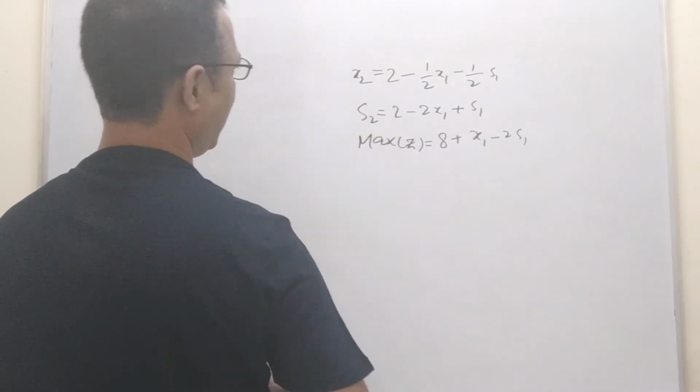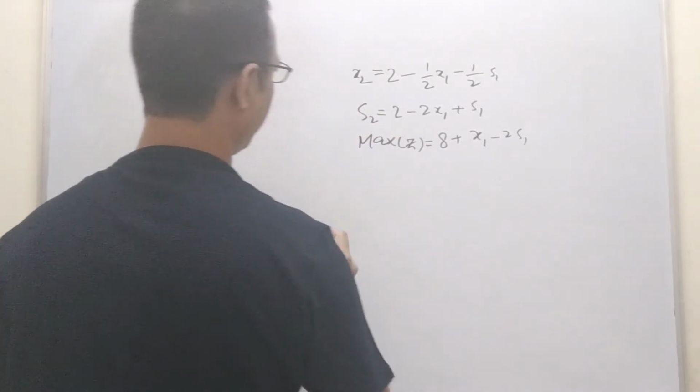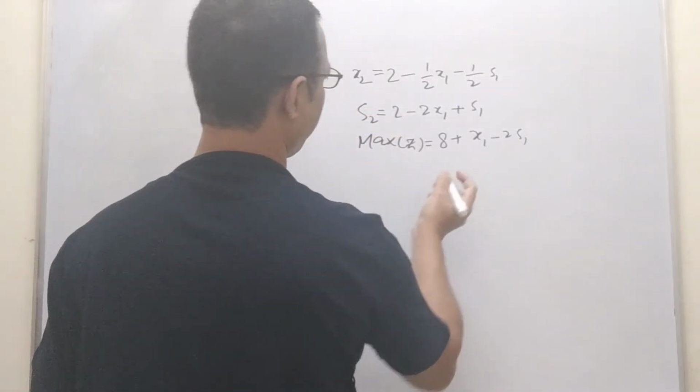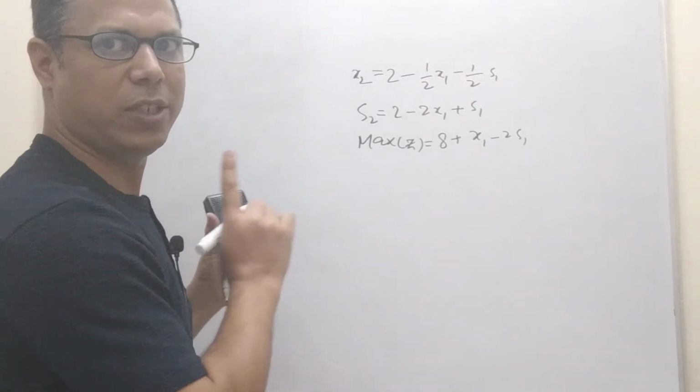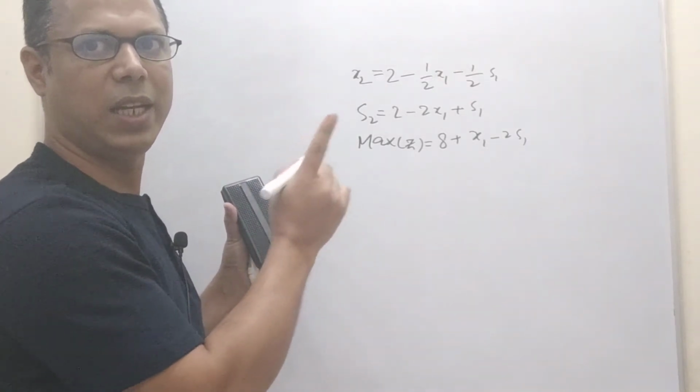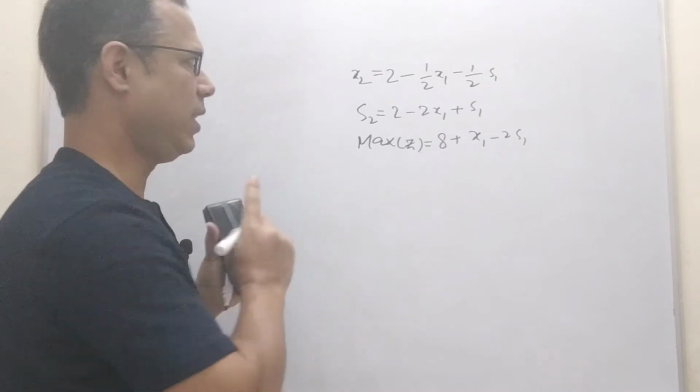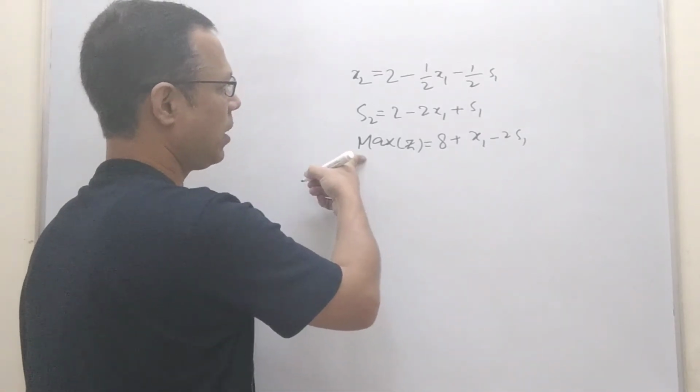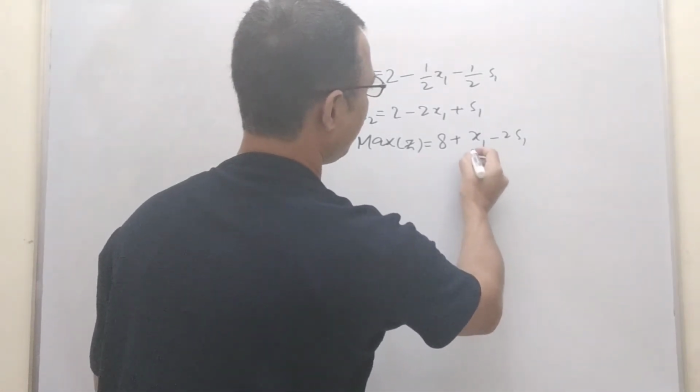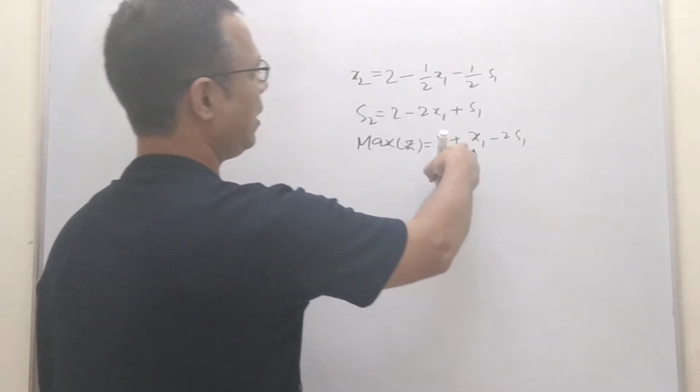All variables must be greater than or equal to 0. Now here we can check. To enter into the basis, we need to check from the objective function, and to leave the basis, we need to check from the constants. So from this new objective function, it means x1 is going to enter into the basis. This is the largest positive value.